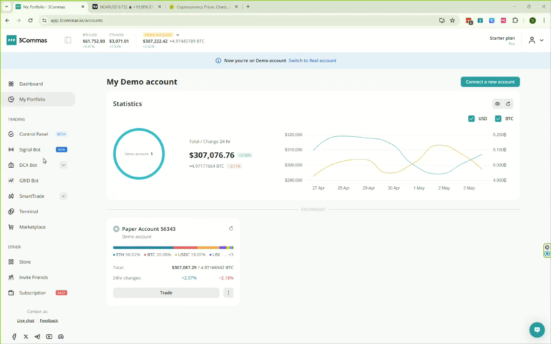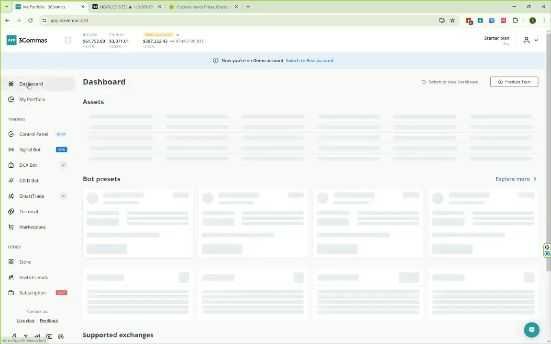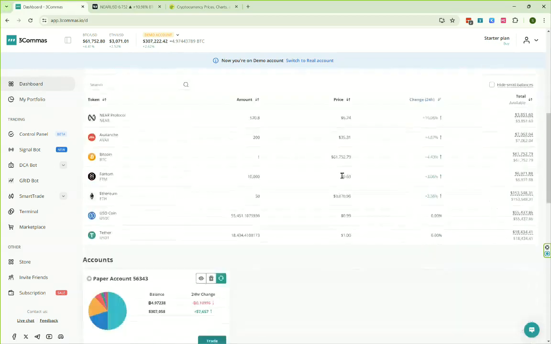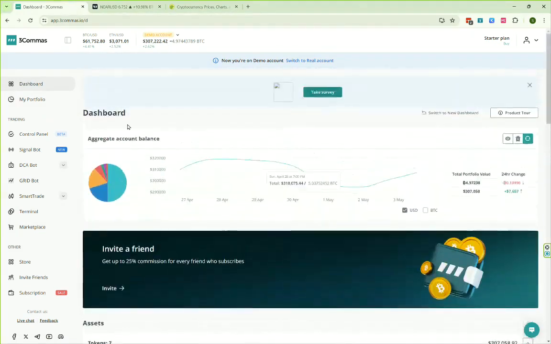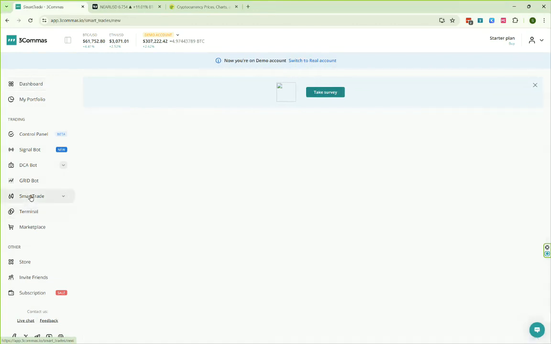Okay, sorry. All right, so inside three commas, like I said, they have a free account. We're in a demo account. You can go under dashboard and it will show you what assets you own. These are all fake assets. I'm not going to explain too much how to use three commas, but I do want to show you how to put in a trade.